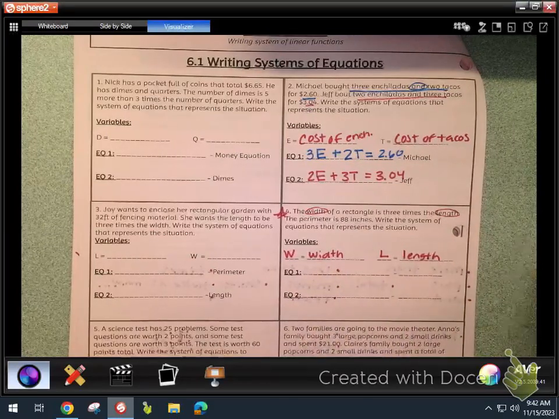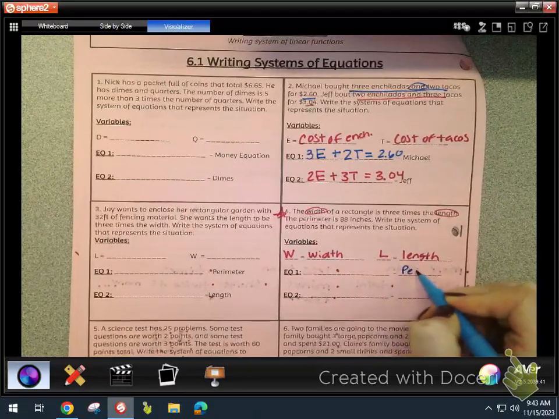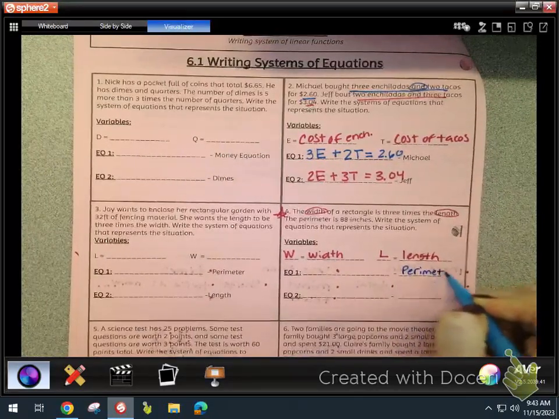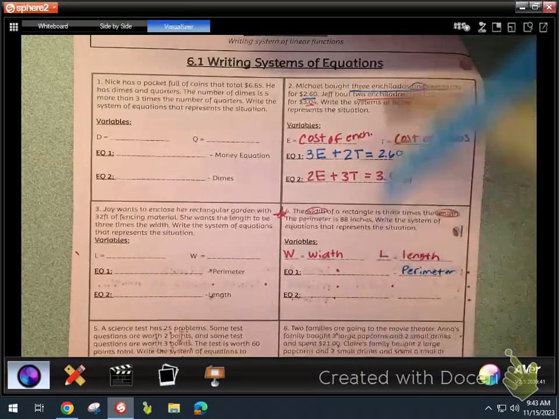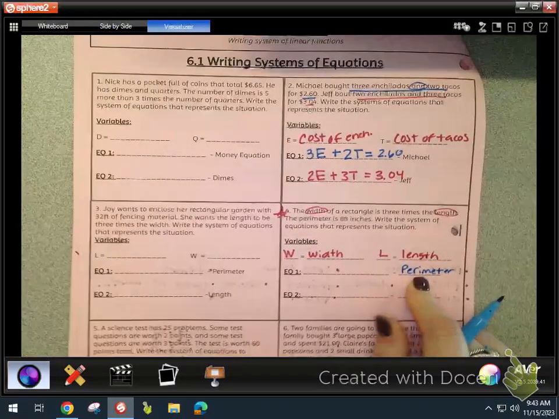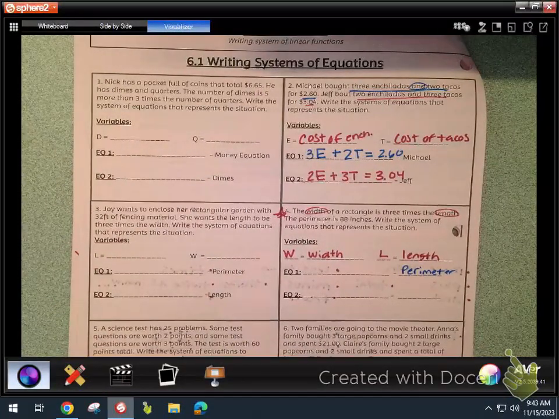And then also, when you see a perimeter problem, you are going to have an equation that talks about the perimeter, okay? So right here in this blank, I want you to write perimeter. This is kind of the giveaway. Anytime you see that word perimeter, you will have an equation talking about the perimeter. Now, don't be tricked. Perimeter is not a variable because we know the perimeter. What is the perimeter?